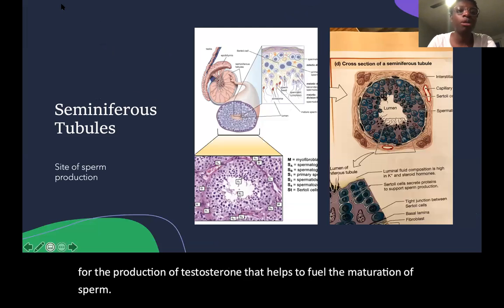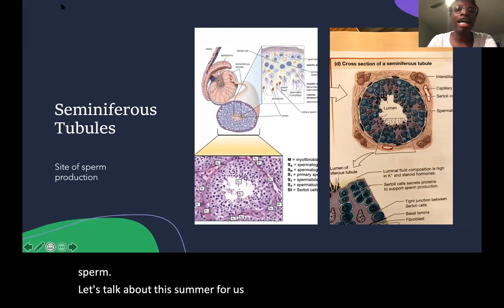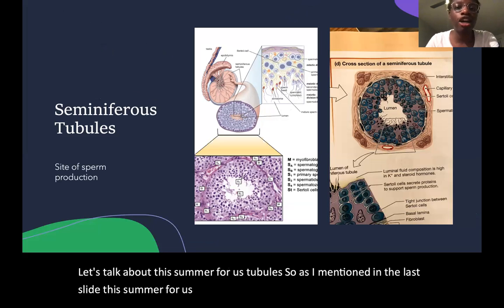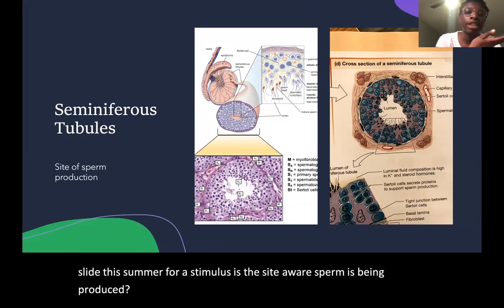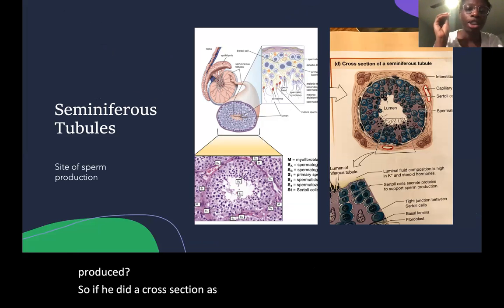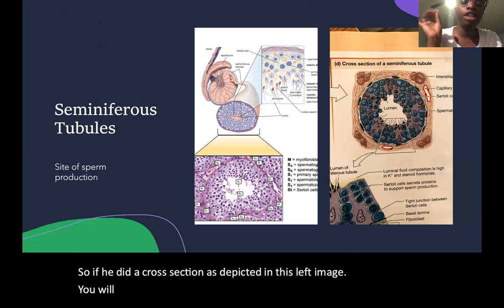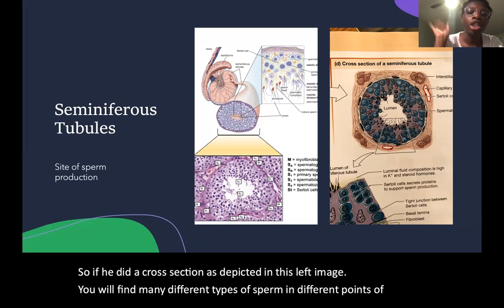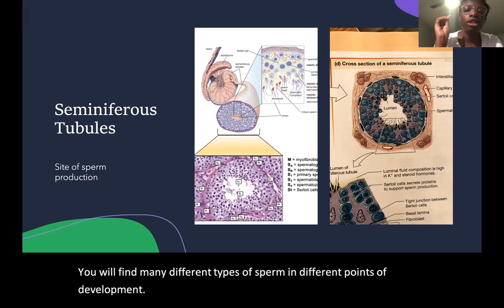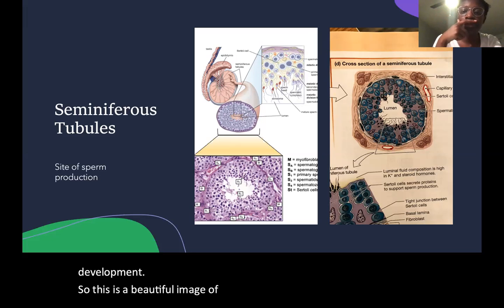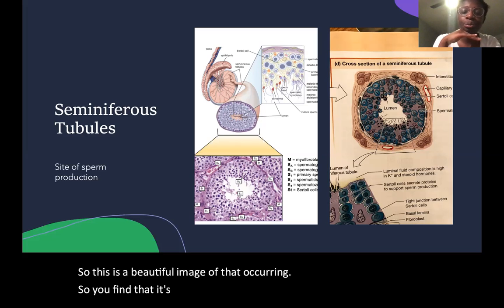Now let's talk about the seminiferous tubules. So as I mentioned in the last slide, the seminiferous tubules is the site of where sperm is being produced. So if you did a cross section as depicted in this left image, you will find many different types of sperm in different points of development. So this is a beautiful image of that occurring. So you will find that it lies there.